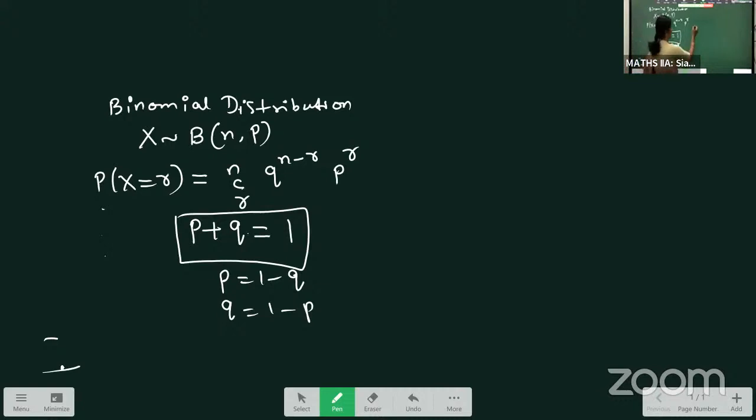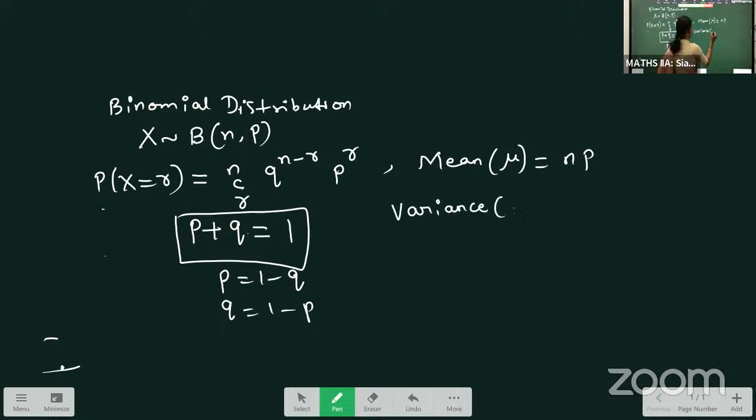In the binomial distribution, if you want to find the mean, it is denoted by mu. Mu equals np. n means number of trials, p means success. Suppose you want to find the variance, sigma square equals npq. Here also, n is the number of trials, p is success and q is failure. This is how you find the distribution formulas.